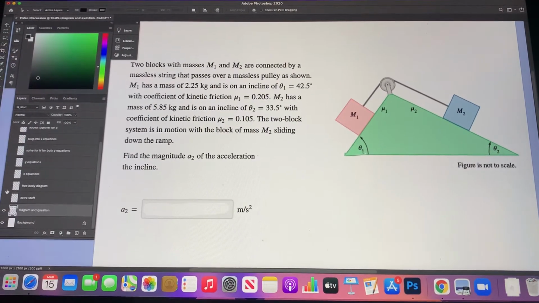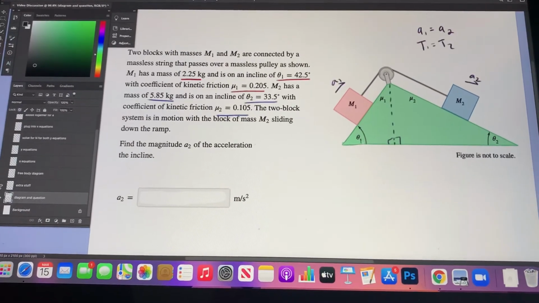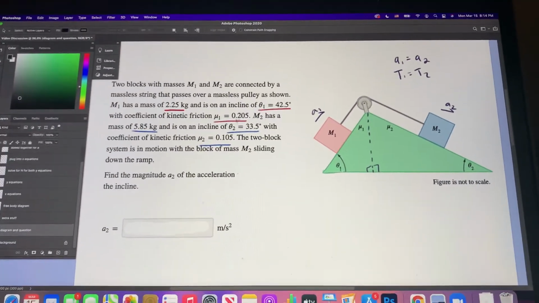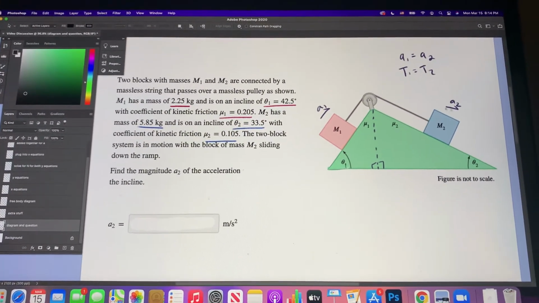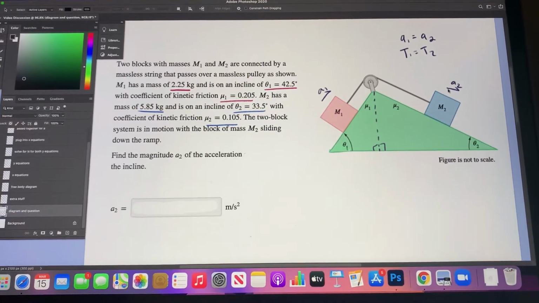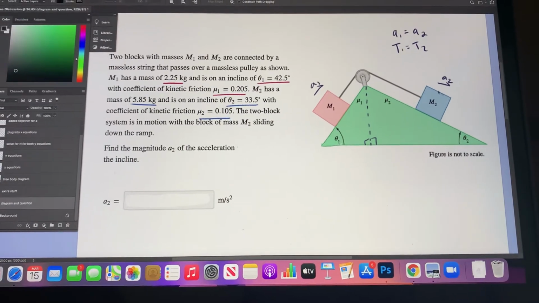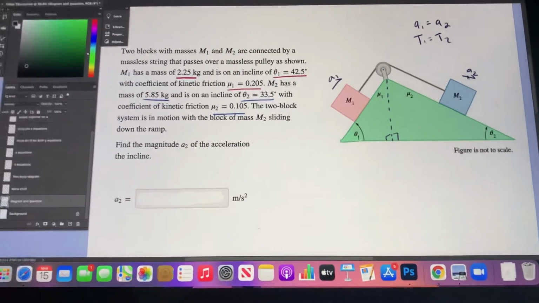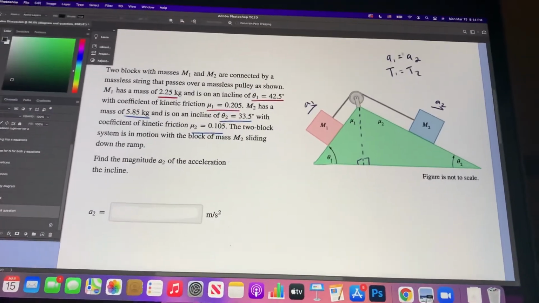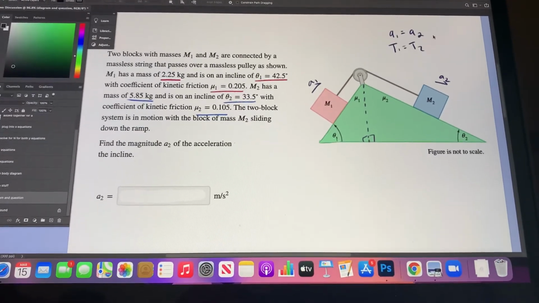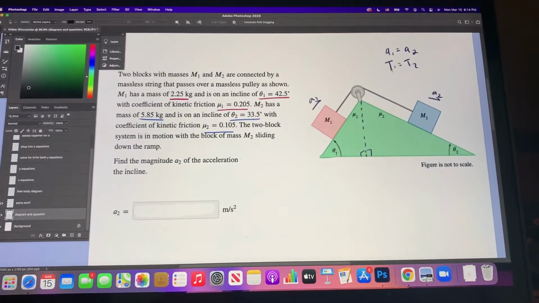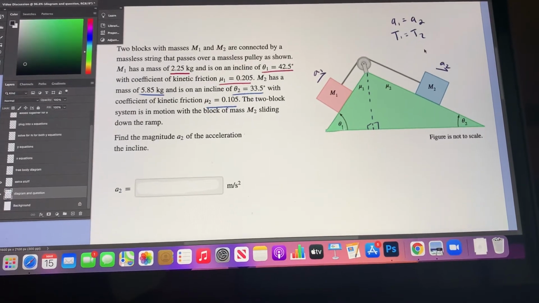So first, I would make note of some important things like the given values and the direction of the acceleration. So mass 1 is accelerating upwards and mass 2 is accelerating downwards. Also that A1 and A2 have the same magnitude and T1 and T2 have the same magnitude.